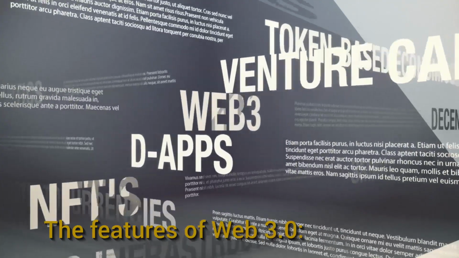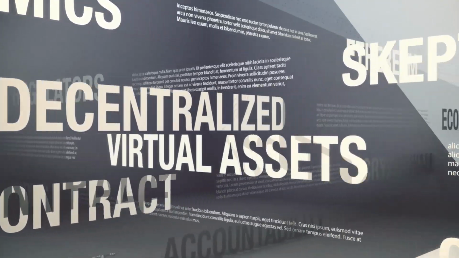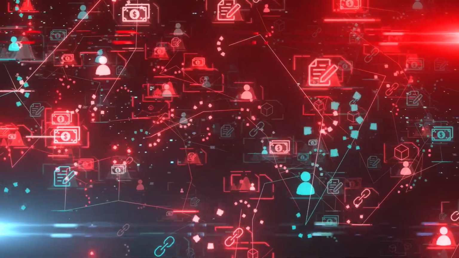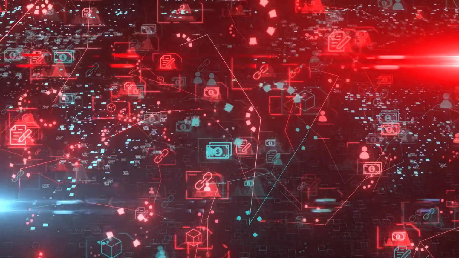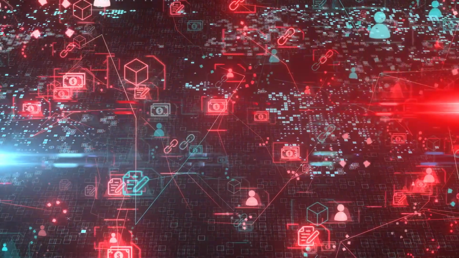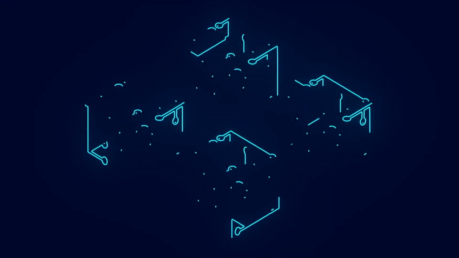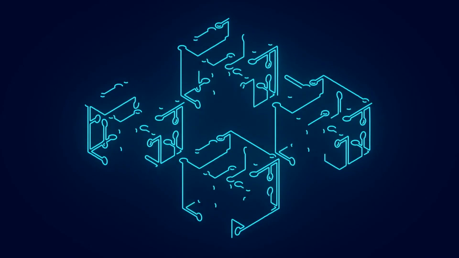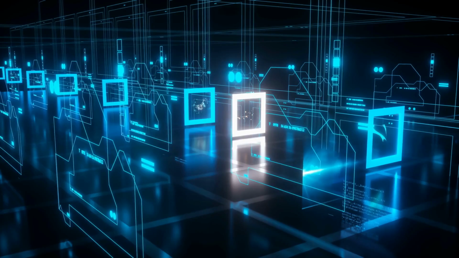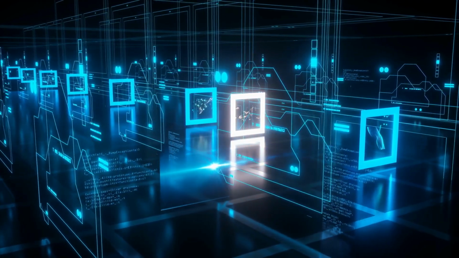The features of Web 3.0. Web 3.0 is not just a buzzword, it's a new era of internet that's defined by some key features. One of the most important features of Web 3.0 is decentralization, which gives users greater control over their data and promotes transparency and accountability. Another key feature is interoperability, which enables different applications and platforms to work together seamlessly. This creates a more connected and efficient internet that's not limited by silos of data.